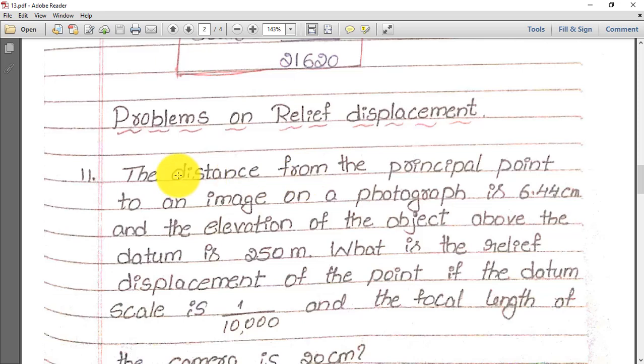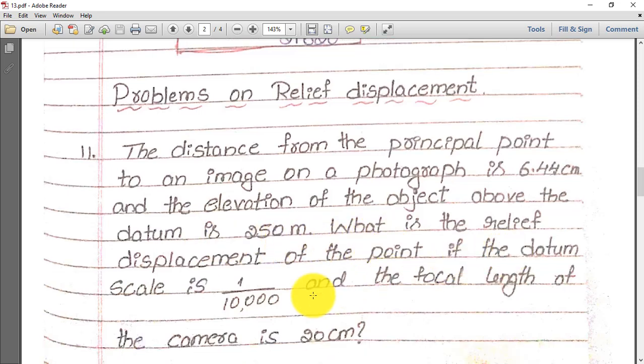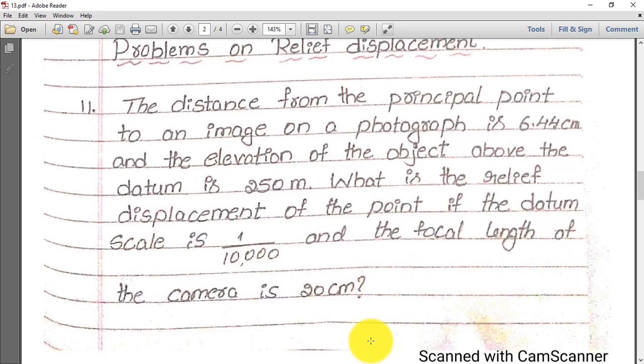So what is this question? The distance from the principal point. What is the principal point? K. The distance from the principal point to an image on a photograph is 6.44 centimeter. And the elevation of the object above the datum is 250 meter. What is the relief displacement of the point if the datum scale is 1 in 10,000 and the focal length of the camera is 20 centimeter?